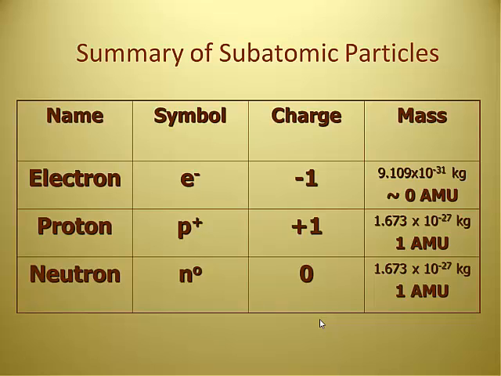So here's our summary of subatomic particles. We have the electron, proton, and neutron. The symbol for the electron has a little negative or minus sign. Protons have a little positive. The neutron has no charge, so it's a little 0. That's a -1 charge, +1 charge, and 0 for the neutrons.